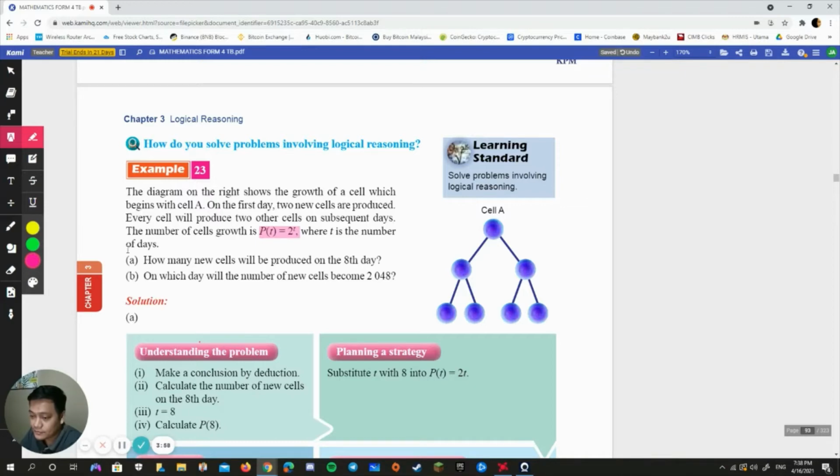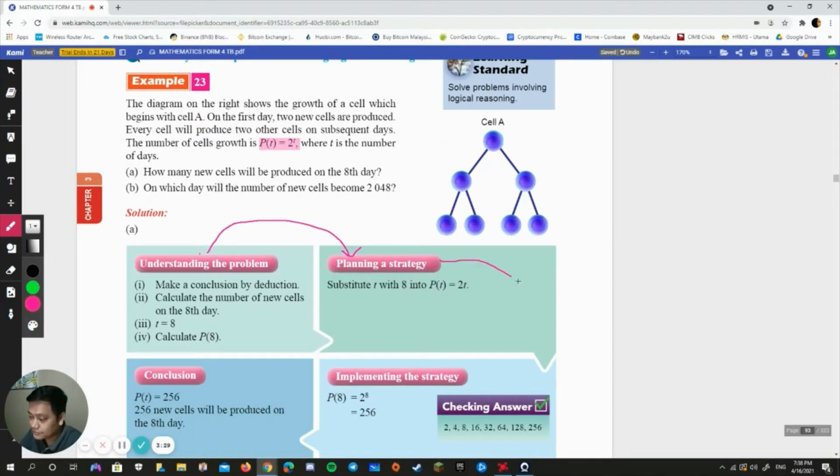So the question is, how many new cells will be produced on the 8th day? And the second question is, on which day will the number of new cells become 2048? To help you solve this problem, you can follow these steps. First, you need to understand the problem. Second, you plan a strategy. After planning a strategy, you implement the strategy, and then you can make a conclusion.